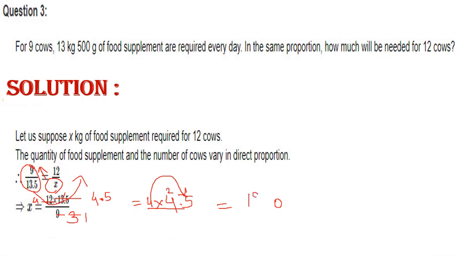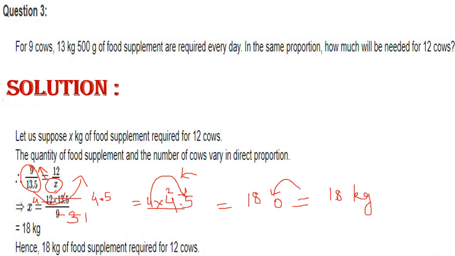So now we'll have to check for the decimal. Here we have a decimal after 1 digit. Similarly, here also we will have a decimal after 1 digit. And that would become 18. That will become 18 kg. So now we got the answer, that is 18 kg. Therefore, the final statement would be: hence 18 kg of food supplement is required for 12 cows.